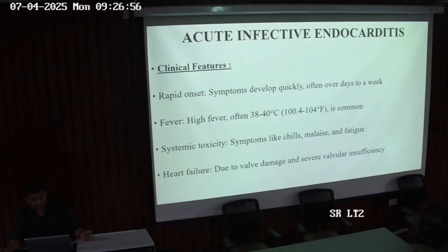Systemic toxicities like symptoms such as chills, malaise, and fatigue. Heart failure due to valve damage and severe valvular insufficiency. Some patients may present with heart failure, so there is a chance the patient complains of shortness of breath, palpitation, edema, history of fever over 2-3 weeks, malaise, weakness, and fatigue. So you should think about infective endocarditis, maybe the acute form.